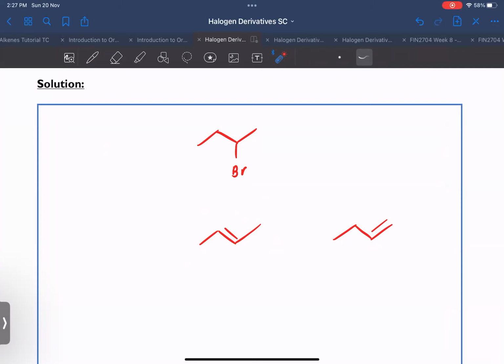However, there is a third product. Any idea what the third product is?